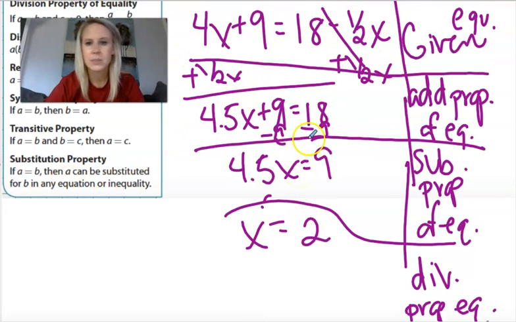So again, this is a two-step column proof. You put the reasons on the right-hand side, you solve the equation on the left-hand side. So now it's time for y'all to try something.